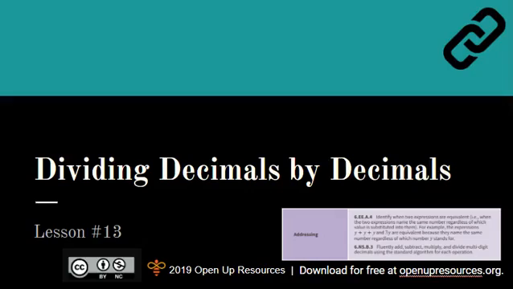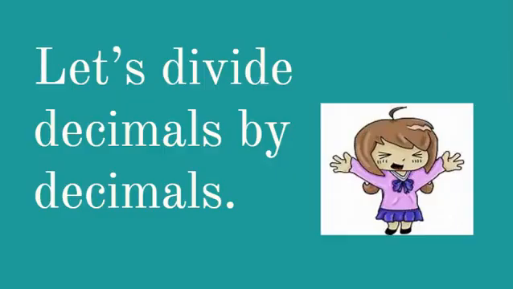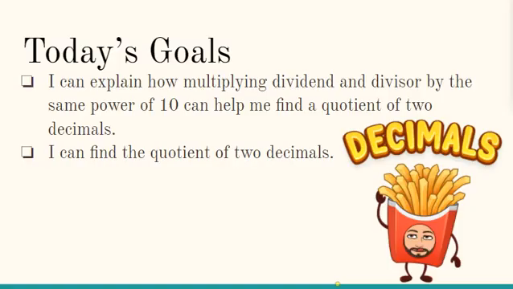Lesson 13, dividing decimals by decimals. So we're going to divide decimals by decimals. Today I can explain how multiplying dividend and divisor by the same power of 10 can help me find a quotient of two decimals. And two, I can find the quotient of two decimals.